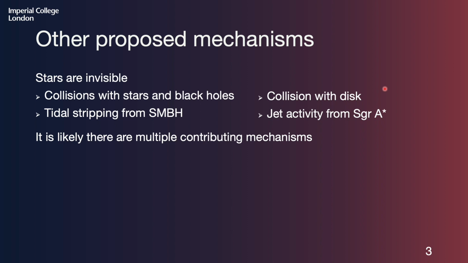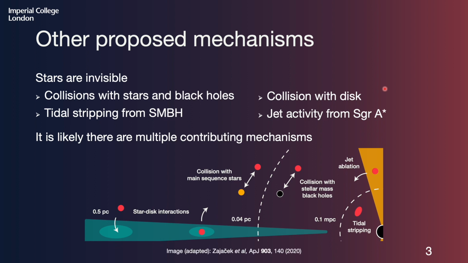The authors of this last paper note that it's likely that all of these mechanisms together contribute to the observed lack of red giants, as each of them on their own fails to fully account for the missing stars. And so it's likely there will be a region in which the tidal stripping is important, and then a bit further away, the ablation because of jets and collision with black holes will become more relevant, and then later collisions with other stars and with the disk.